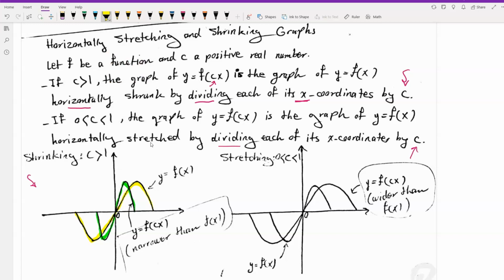And here on the right side, now we have c between 0 and 1. And this is what we have for y equal to f of x. Using y equal to f of x horizontally stretched by dividing each of its x coordinate by c. So in this case we have to stretch f of x horizontally by dividing each of its x coordinate by c, and we're going to have this one, which is f of c times x.